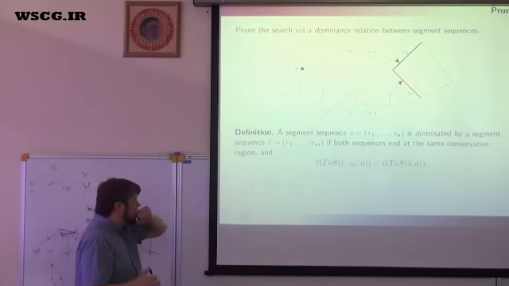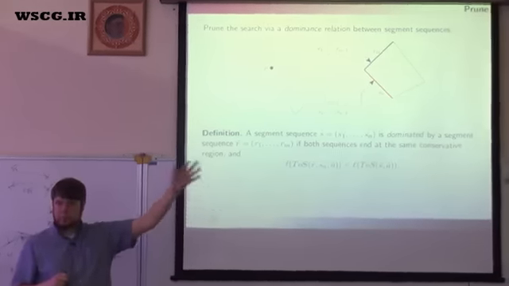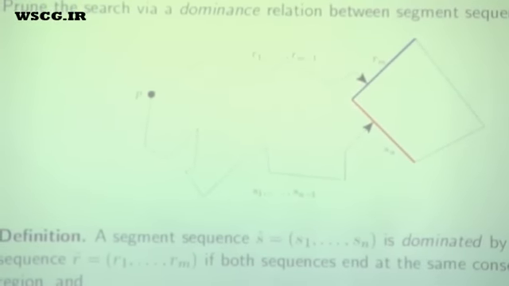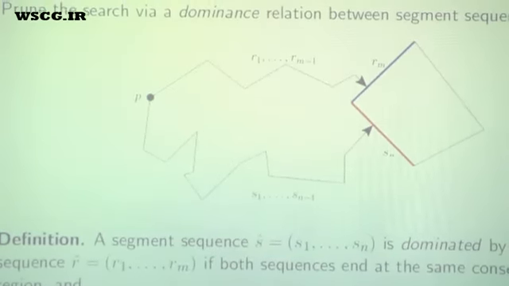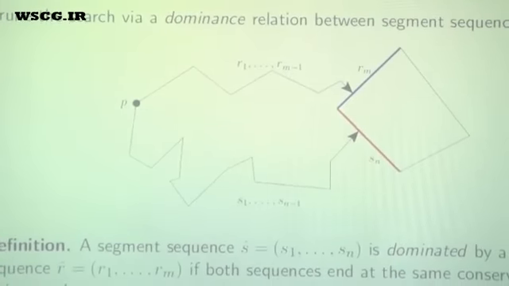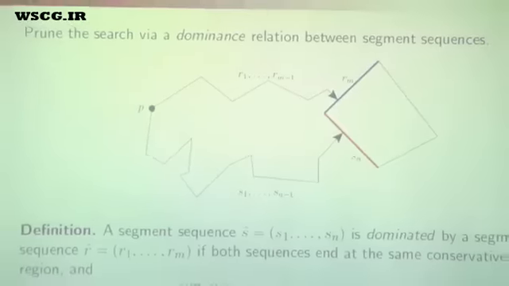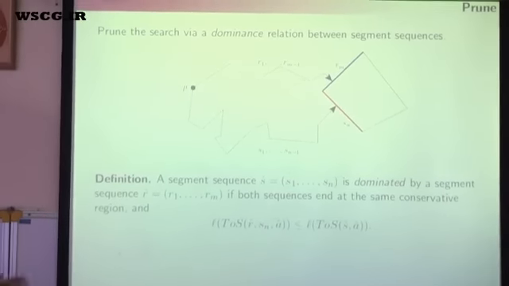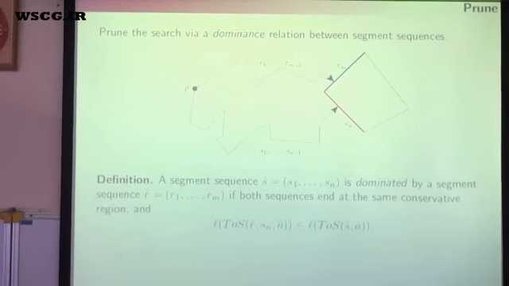The question is, given two sequences of conservative regions, when can I say for sure that I can throw one of those away? Suppose I have two of them, shown here as R1 through Rm-1 and S1 through Sn-1. Then the last two segments, Rm and Sn, end up in the same conservative region. They may end up at the same segment, maybe not. They're going through possibly distinct paths to get to the same conservative region, maybe through a different number of steps. I want to give you a condition for when I can throw away segment sequence S.